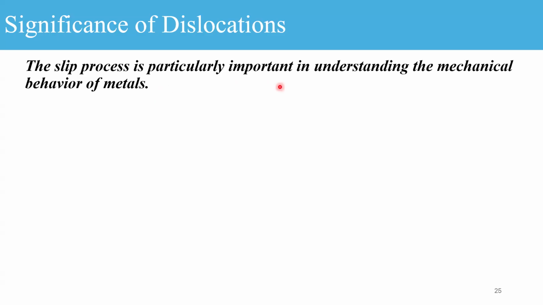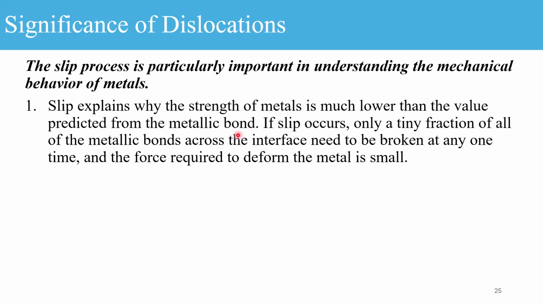The slip process is particularly important to understand the mechanical behavior of materials. Slip explains why the strength of metal is much lower than the value predicted from metallic bond. So metallic bond has high strength. However, when slip occurs, only a small fraction of the metallic bond energy is required to interfere and break the bonding. It's similar to a crack. If you have a material that has surface cracks and you try to break that material from that crack, you can easily break it. However, the overall strength of that material is higher.